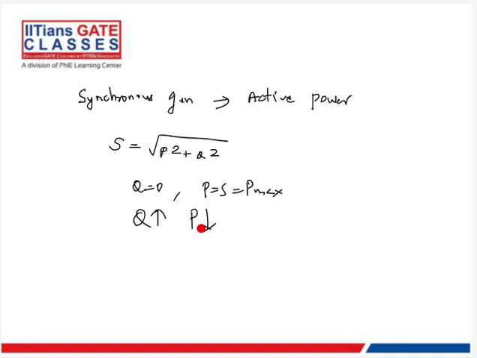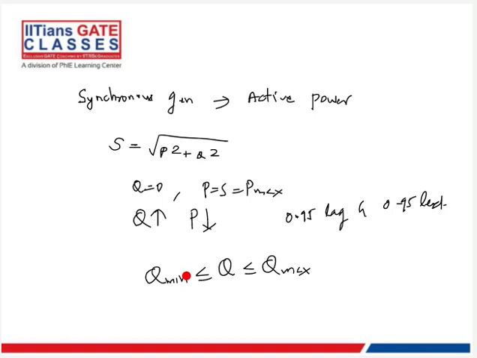So what we do is that we tend to operate the system between 0.95 lag and 0.95 lead. And for maintaining this, we say that the reactive power of a generator should be within the limit, right? So it cannot consume more than Q min, and it cannot supply more than Q max, right?